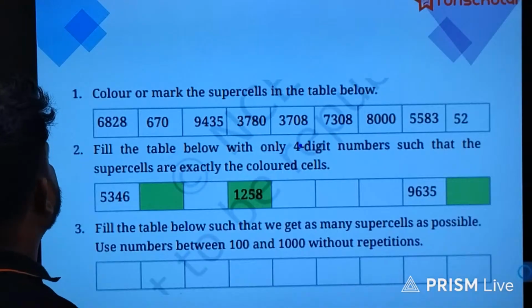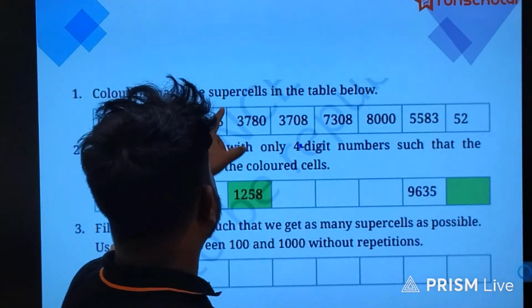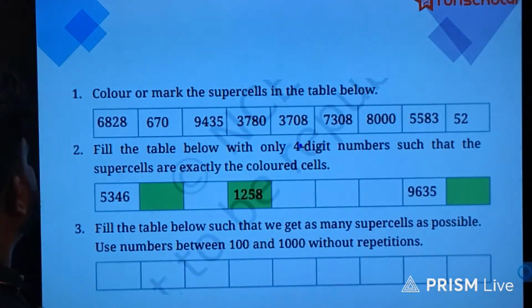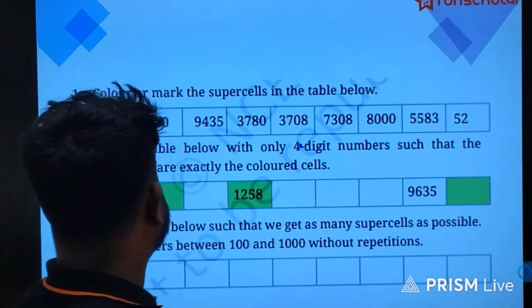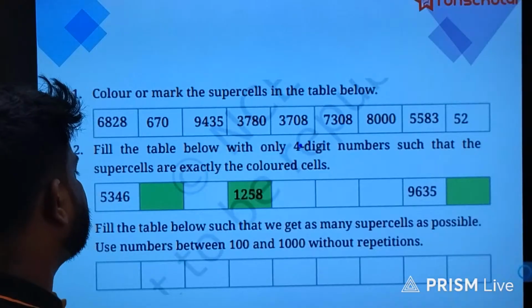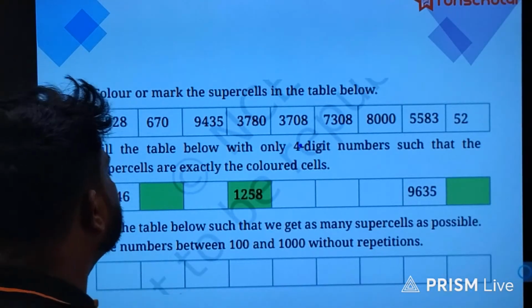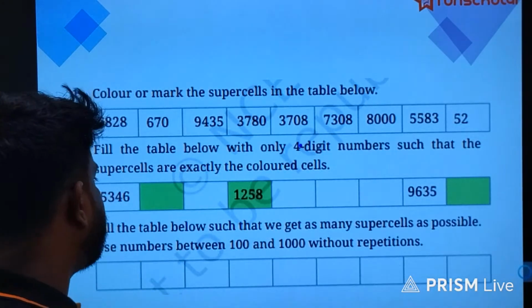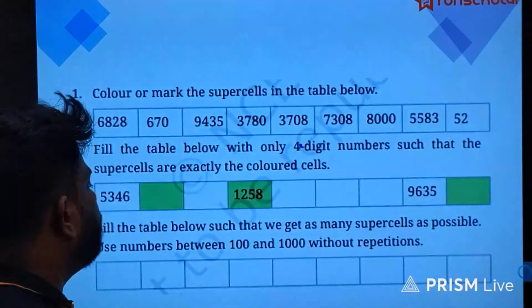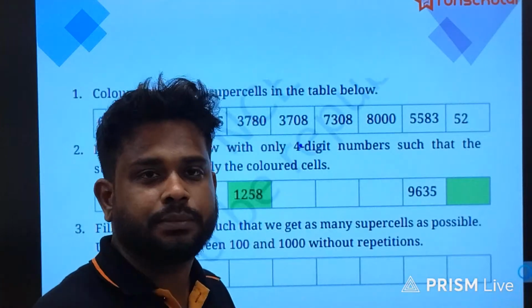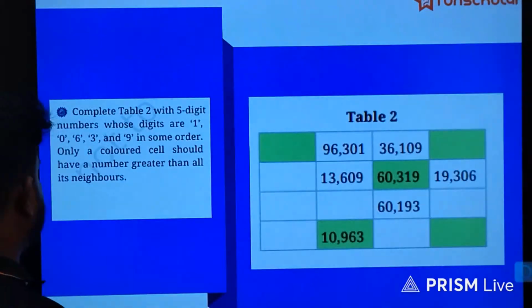Now they have colored or marked the supercells in the table below. So find the table below with only 4-digit numbers such that the supercells are exactly the colored cells. Fill the table below such that we get as many supercells as possible. Okay, we are going to discuss what the supercell means in the upcoming slides.